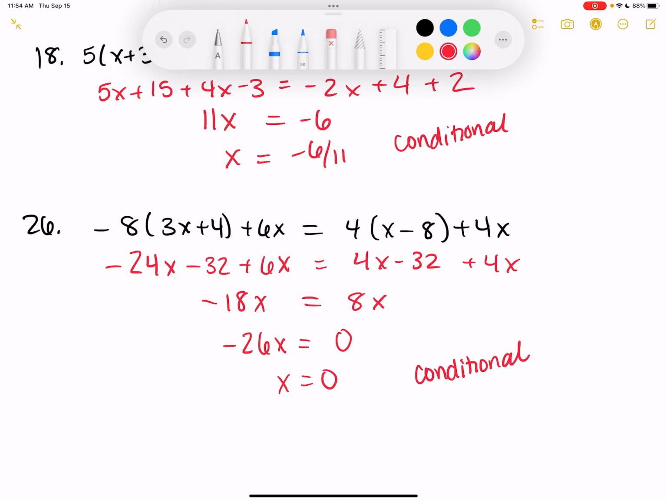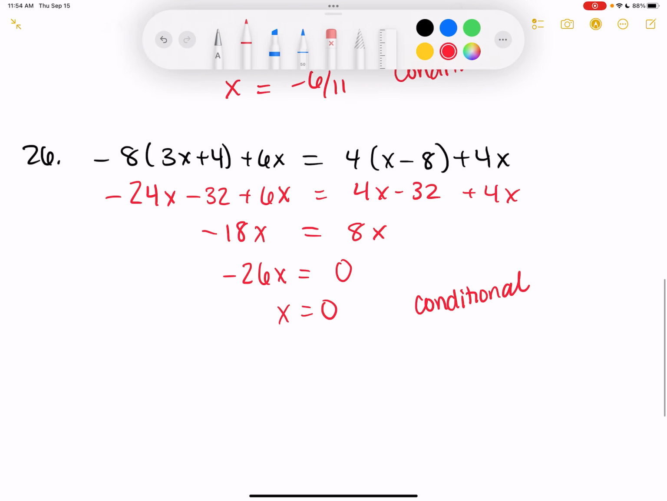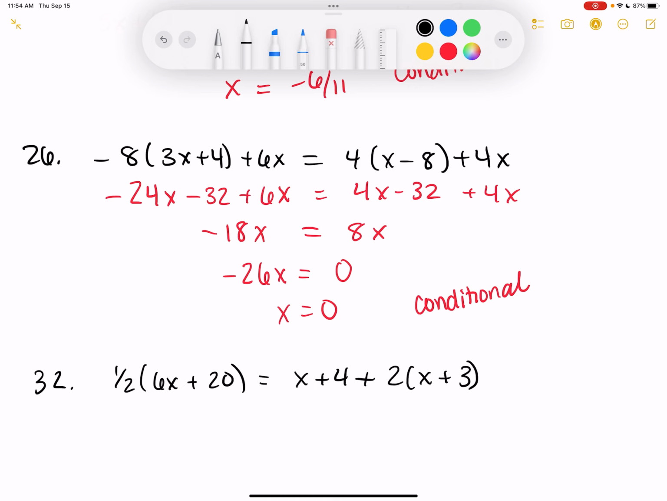All right. The next one says, determine whether each equation is an identity, conditional equation, or a contradiction, and give the solution set. So we're doing the same thing, but now they're not necessarily just going to give you a number. Anyways, 32. 1/2 times 6x plus 20 equals x plus 4 plus 2 times x plus 3.